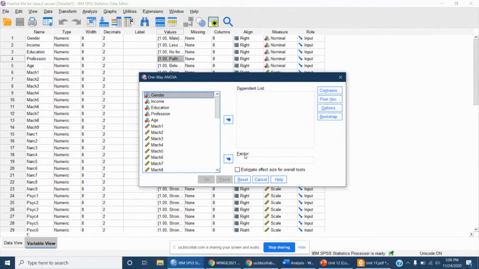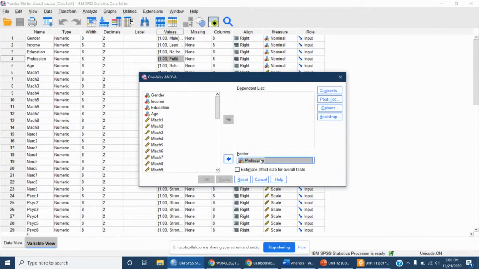In factor, I will put that independent variable which has more than two response categories. So that independent variable will go towards the factor box. Profession is that IV which we are focusing upon, which we are testing in our analysis here. So I will just put profession here in the factor box. Because this is one-way ANOVA, only one IV can be there. We discussed in our unit number 10 that we can also conduct two-way ANOVA, but we are only conducting one-way ANOVA here.